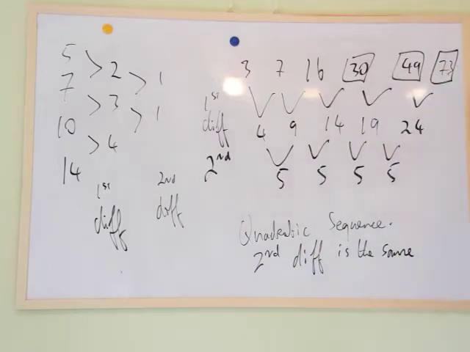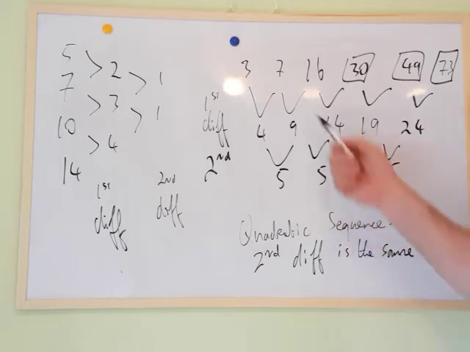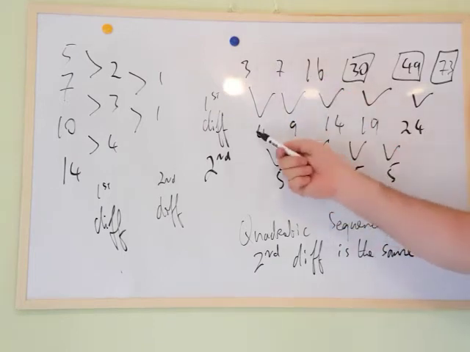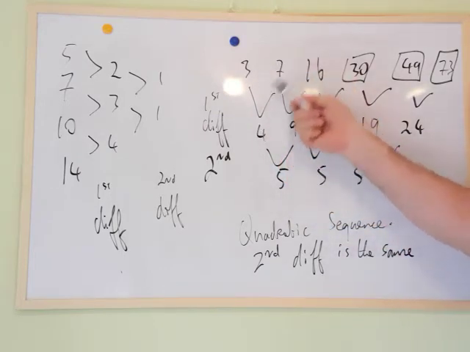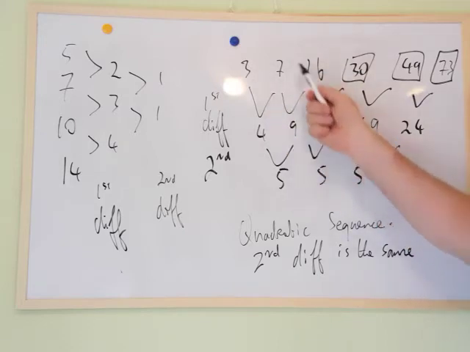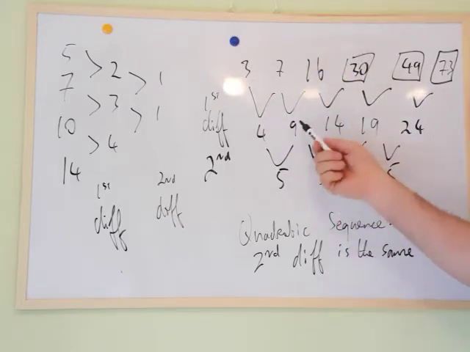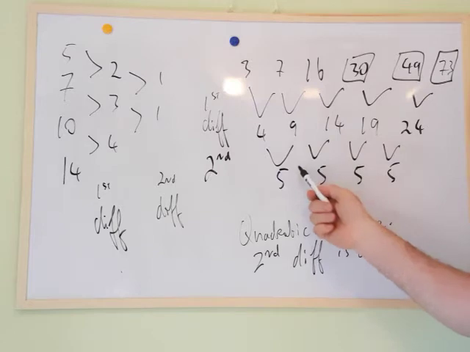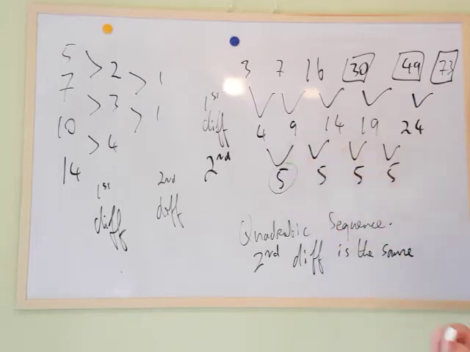Find the next 3 terms in the sequence. Well, first of all, I need to find out what the second difference was. The difference between 3 and 7 is 4, the difference between 7 and 16 is 9, and the difference between these two is 5. So I now have my second difference, okay?